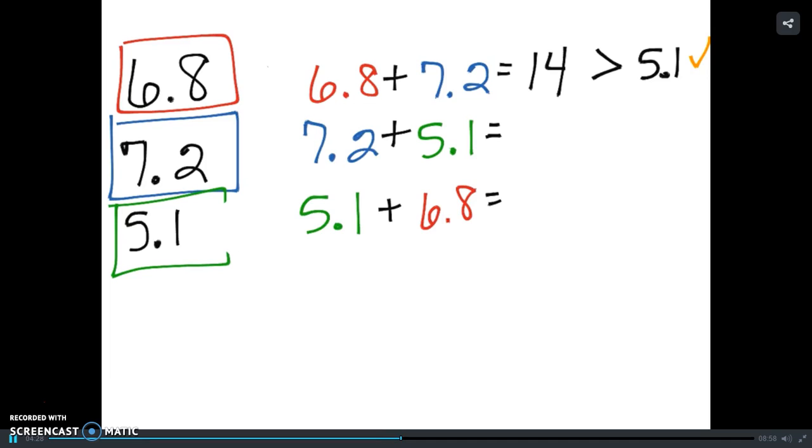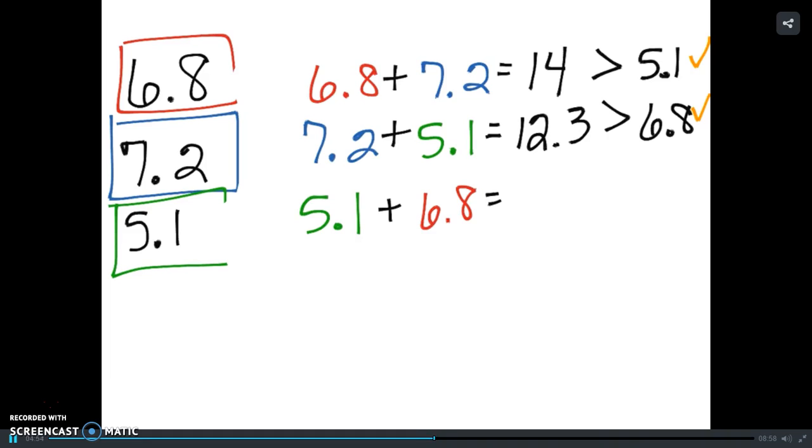Okay, so now we're going to check the next one. So 7.2 plus 5.1 is 12.3. Okay, and we used 7.2 and we used 5.1. And so we want to know, is 12.3 bigger than 6.8? And again, yes it is. So that one is also good. Looking good so far. Okay, erase those.